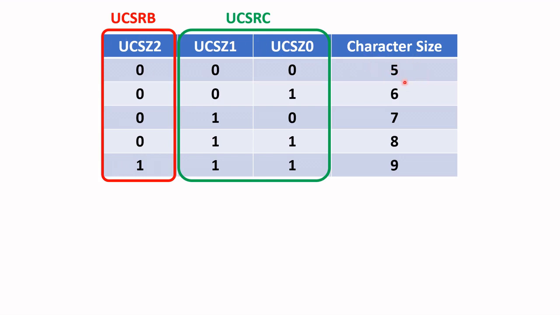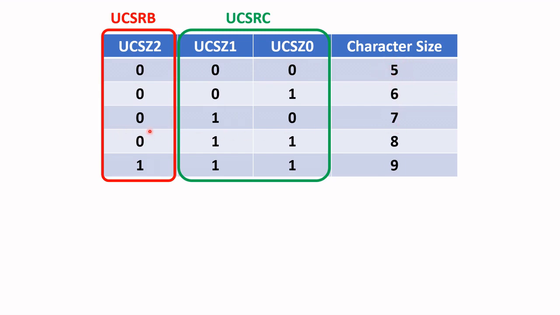For example, let's take a look at a character size of 5 bits. Then you need to set UCSZ0 to 0, UCSZ1 to 0, and UCSZ2 to 0. With this combination, it will give you a character size of 5.